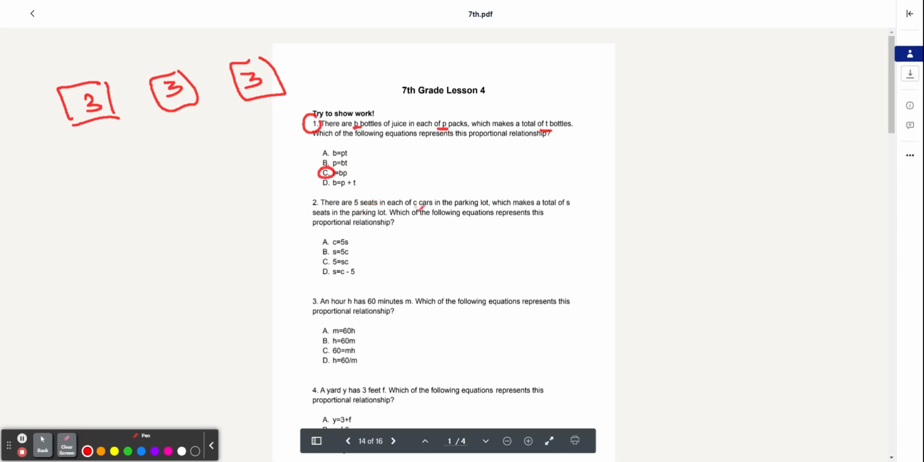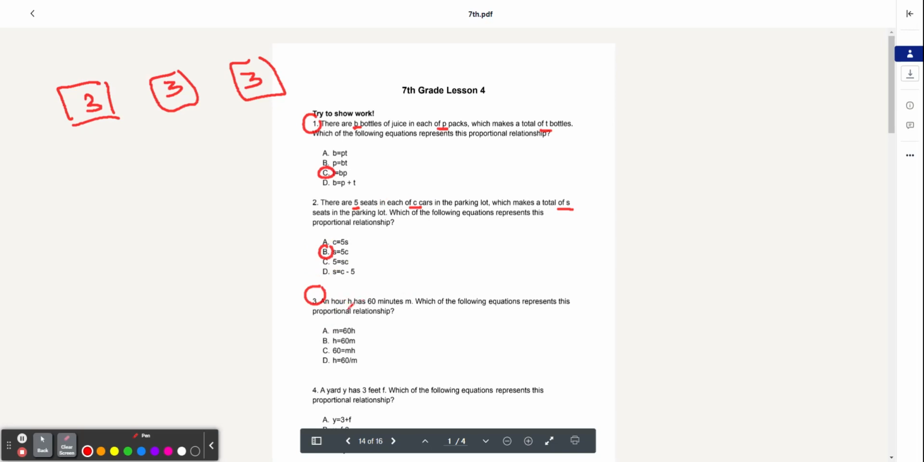There are 5 seats in each of C cars in the parking lot, which makes a total of S seats in the parking lot. Which of the following equations represent this proportional relationship? Okay, this is similar to number 1. To get the total number of seats in the parking lot, we're going to have to multiply 5 by C. And the equation that represents this relationship is B. So that's our answer.